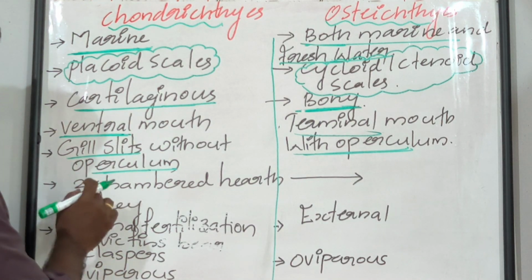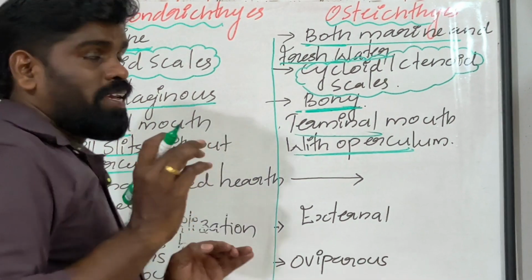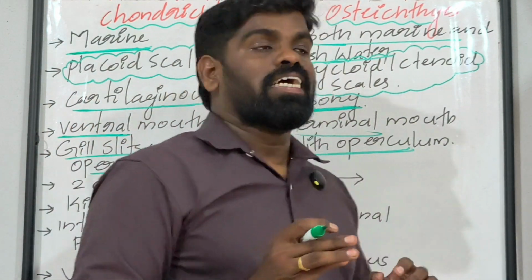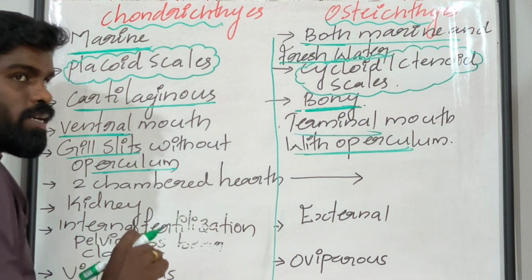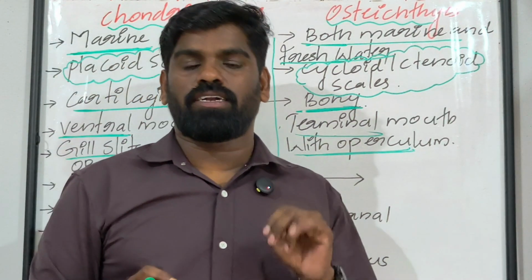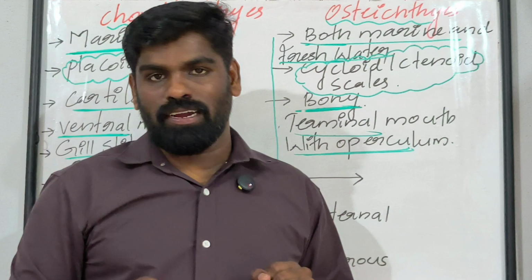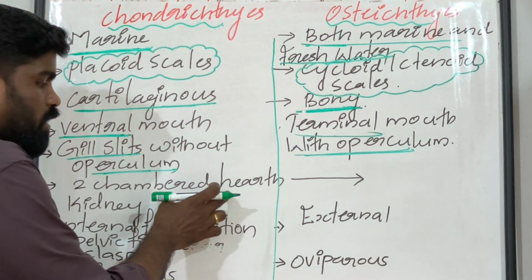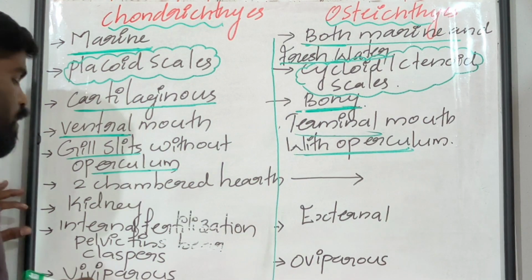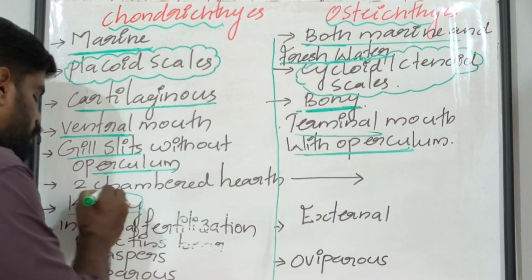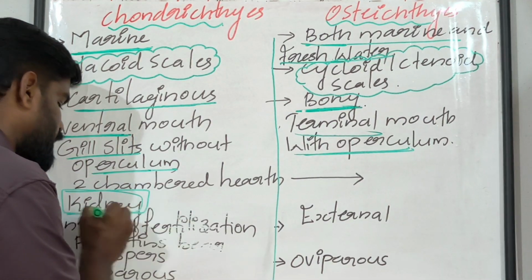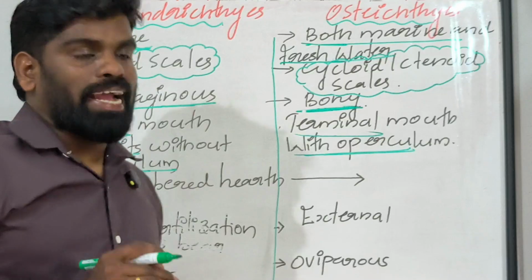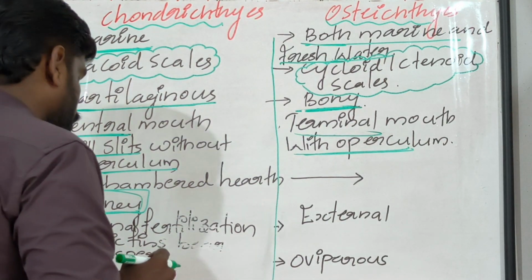Now see here, two chambered heart. See, that is a similarity. In the case of Osteichthyes and Chondrichthyes, they have a two chambered heart, one auricle and one ventricle. Now, see, for excretion and osmoregulation, they have a kidney. So the kidney is present as an excretory or osmoregulatory organ.